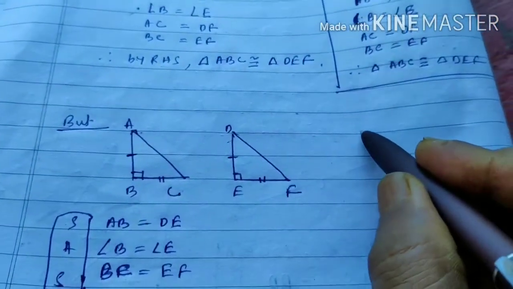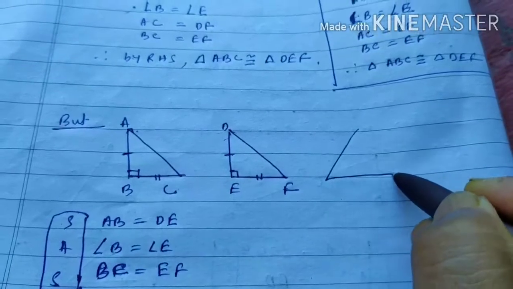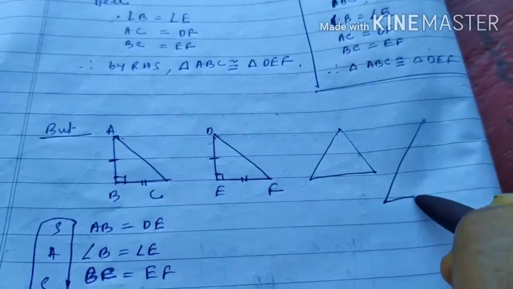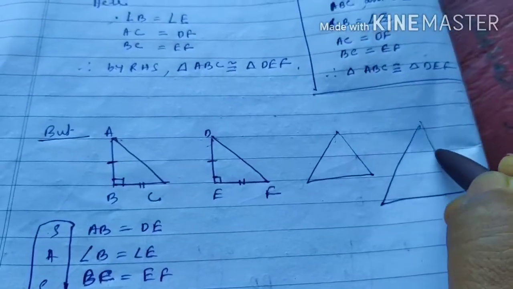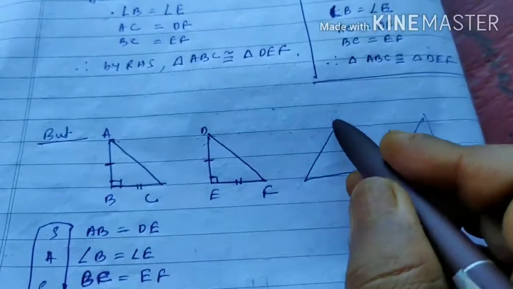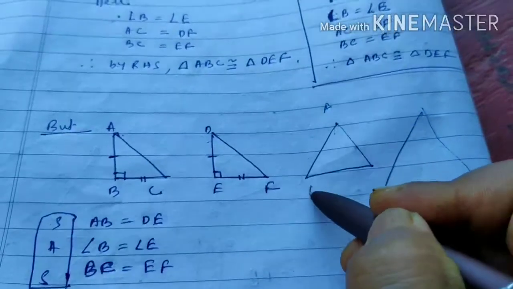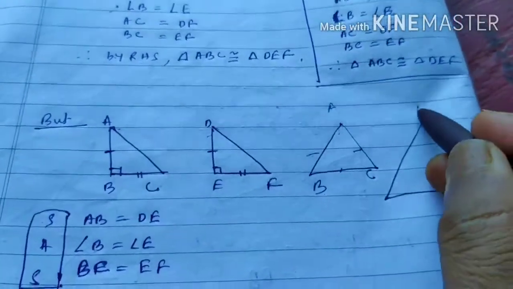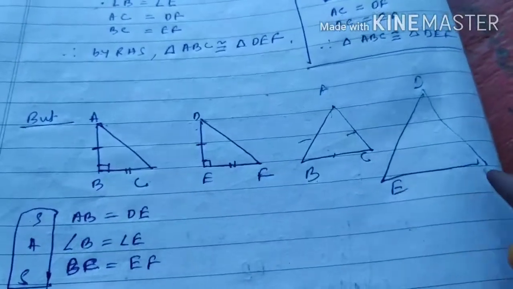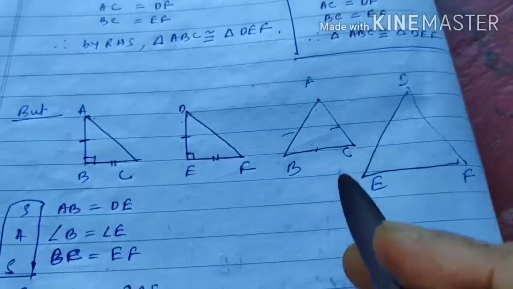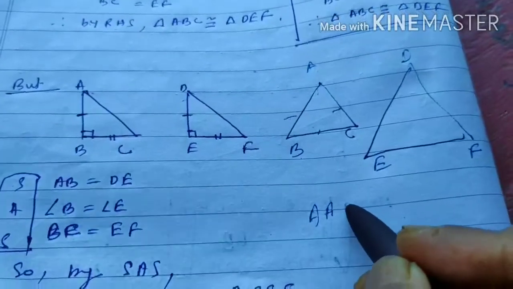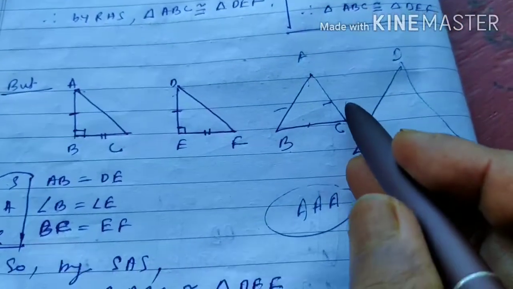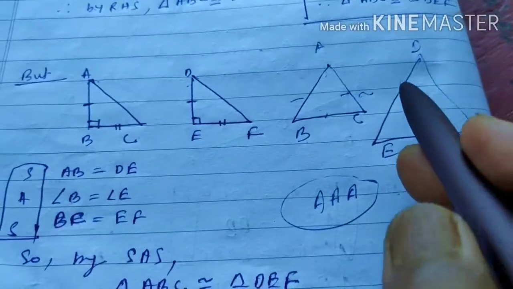Why is angle angle angle not a congruence condition? Because, as in the figure, let us consider two equilateral triangles, ABC and DEF. All sides are equal in each. Angle angle angle holds, but it does not satisfy congruence. They are similar, but not congruent.